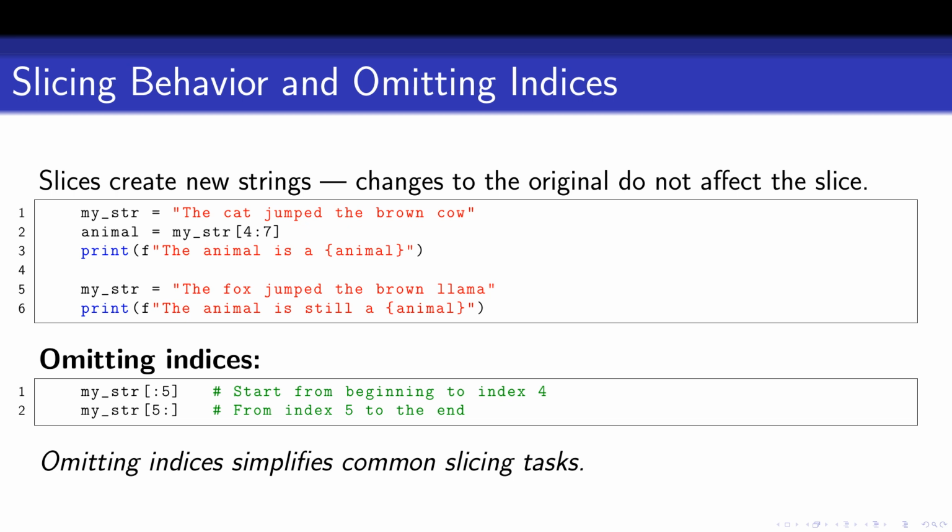You can also omit the start or end index in a slice to simplify common patterns. Leaving out the start means from the beginning, and omitting the end means to the end. These shortcuts are especially useful when processing the front or back of strings without knowing their exact lengths. For example, my_str[:5] grabs the first 5 characters, and my_str[5:] returns everything from the 6th character onward. Using slicing in this way keeps your code cleaner and easier to read.